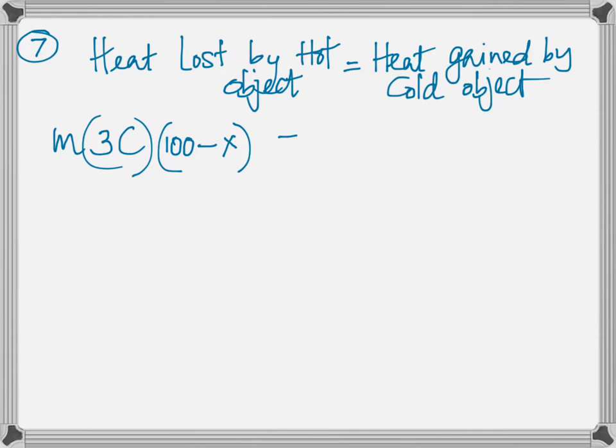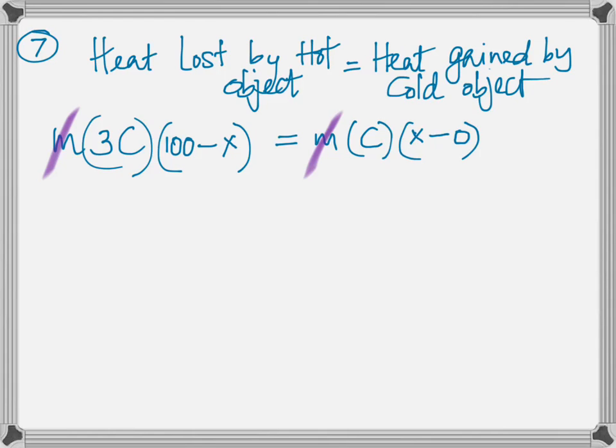All right. Is equal to m times c times x minus 0. Why x minus 0? You always take the bigger temperature minus the smaller, okay? The initial was 0, and the final is going to be x. So you take x minus 0.